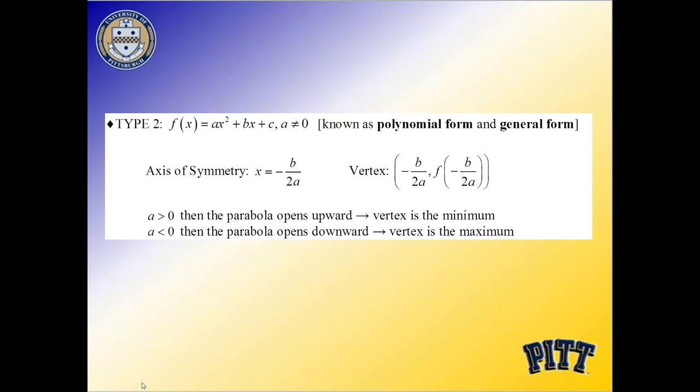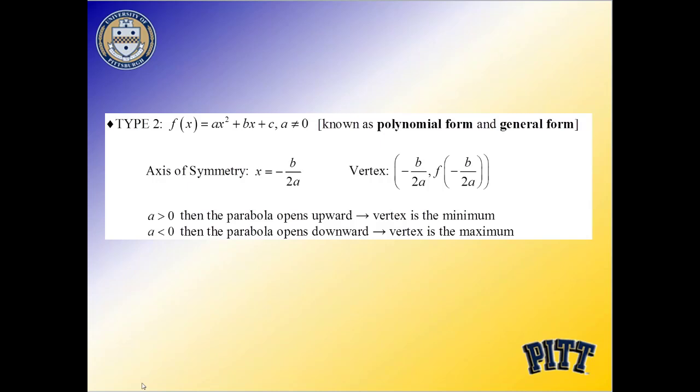The other type that we're used to seeing quadratic functions in is, in some textbooks, called polynomial form. Some would call it general form. Other books have called this expanded form, where basically I have it written as f of x or y equals ax squared plus bx plus c.